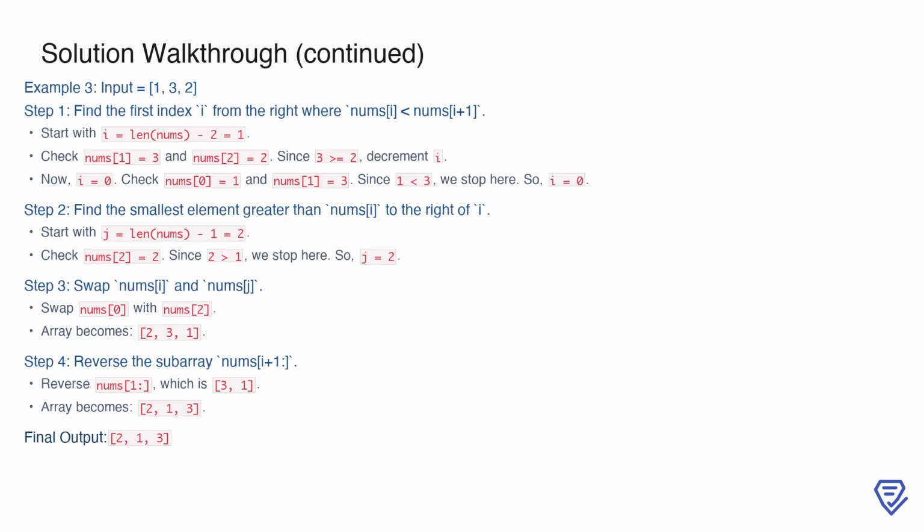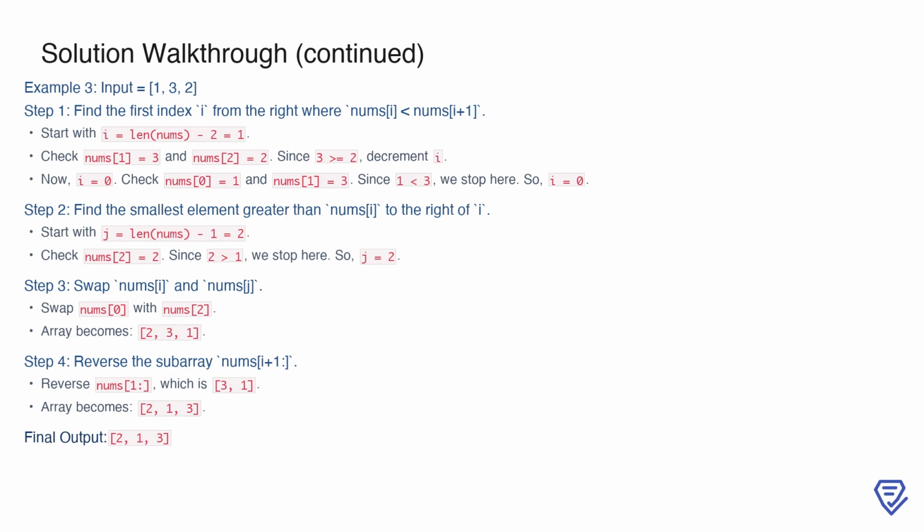Finally, let's consider the third example with the input array 1, 3, 2. As before, we start by finding the rightmost index i where nums[i] is less than nums[i+1]. Setting i to len(nums) - 2, which is 1, we compare nums[1], which is 3, with nums[2], which is 2. Since 3 is not less than 2, we decrement i to 0. Now, at index 0, nums[0] is 1, and nums[1] is 3. Since 1 is less than 3, we stop here and confirm that i is 0.